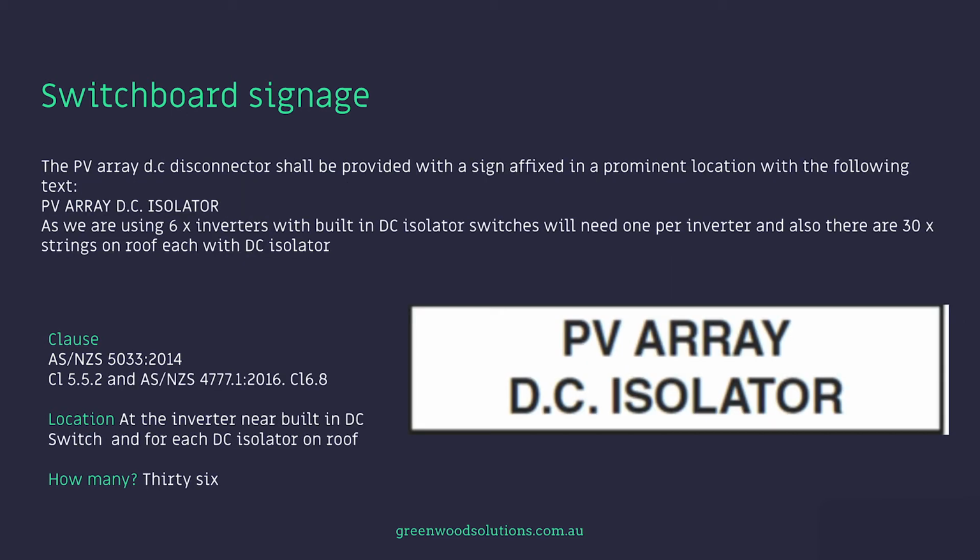PV array DC isolator. Again, 5033, clause 5.5.2, and also 4777.1, clause 6.8. Location at the inverter, near the built-in DC switch, and for each DC isolator on the roof. And in this case, we need 36 for them. As we're using 6x inverters, each with a built-in DC isolator, switches will be needed for 1 per inverter, and also there are 30 strings on the roof, each with its own DC isolator. So lots of signs here, 36.